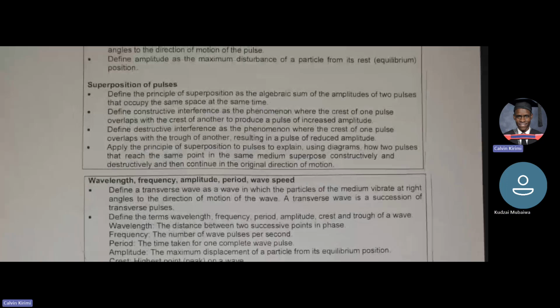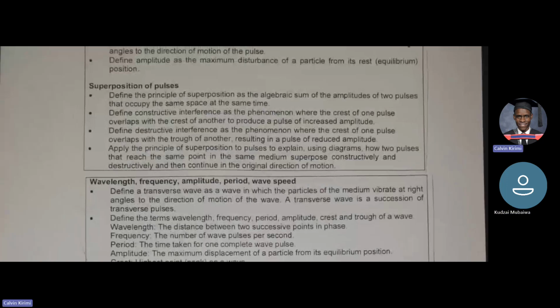Yes, sir. And so when they talk of superposition, the principle of superposition means what? It's the algebraic sum of what? The amplitude of two pulses that occupy the same space at the same what? Time. Okay. That is superposition. Define constructive interference. We are just adding for constructive interference. There they are saying it's a phenomenon where the crest of one pulse overlaps with the crest of another pulse to produce one pulse of increased amplitude.